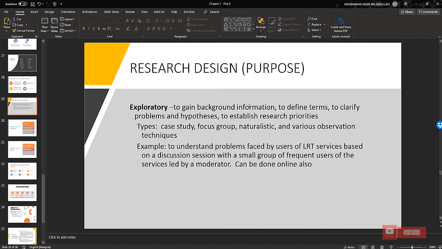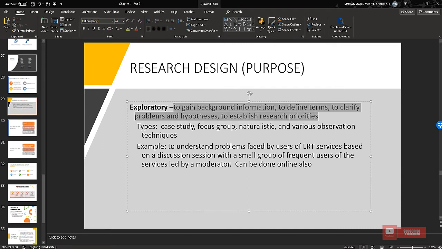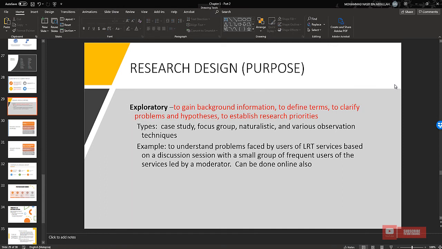Exploratory research is to gain background information, to define terms, to clarify the problem and hypothesis, and to establish research priorities. There are several types of exploratory research. The means of data collection here include a case study, focus group, naturalistic, and various observation techniques. An example of an exploratory study: to understand the problems faced by users of LRT service based on a discussion session with a small group of frequent users. So this is one of the examples.